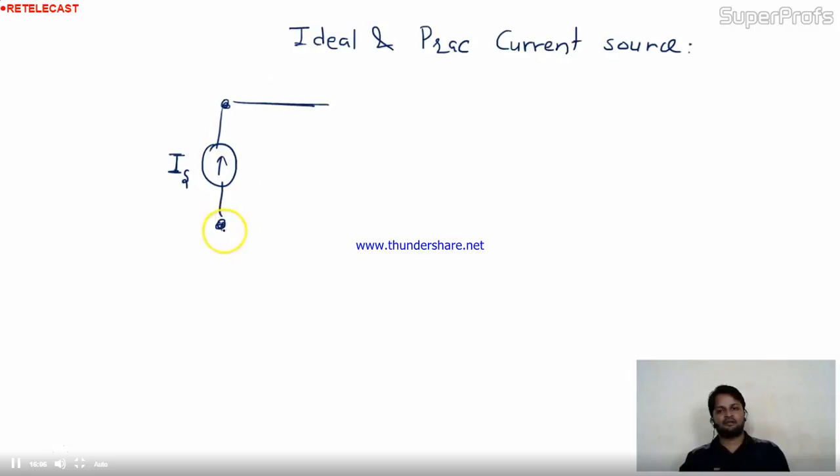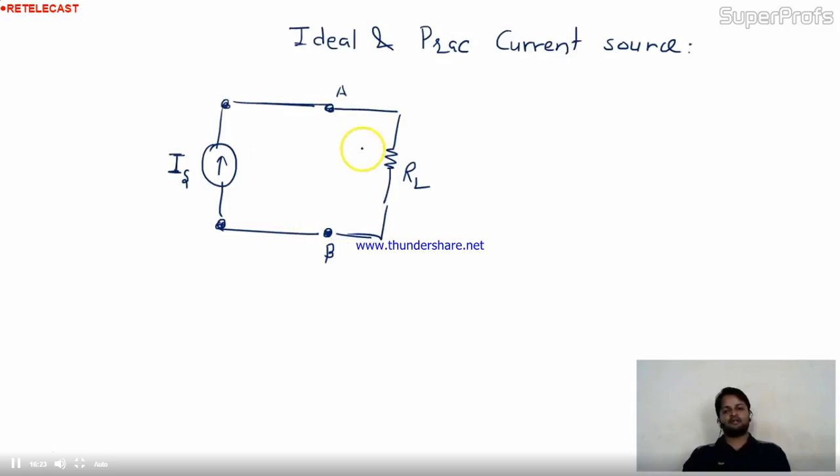Come here. This is the terminal A and B, the same as the voltage source. This is the current source actually. Now you will connect load RL here. Because the same current is flowing in the RL, you have voltage drop across it, VL. Is it okay? Now what is the definition of ideal current source first?